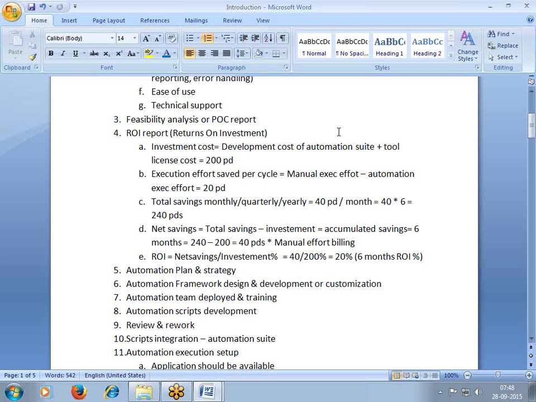25 cases means 20 days, right? 500 by 25, right? Yes, 20 days. 20 days only.